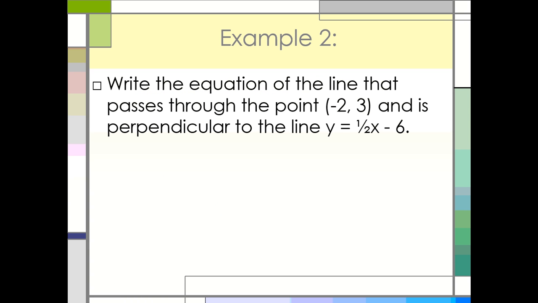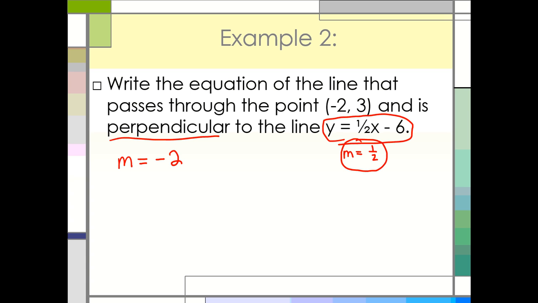Write the equation of the line that passes through the point (-2, 3) and is perpendicular to the line y = 1/2 x - 6. Now, the only thing we need from this is just the slope. That's all we need. Once we have our slope, we're done with that. So the steepness of this line is a half. But if we're looking for perpendicular, that means the steepness of our line needs to be the opposite reciprocal. The opposite reciprocal of a half tells me that the slope should be -2.